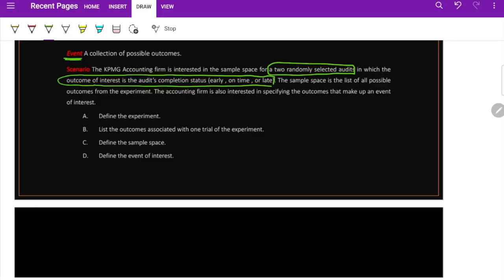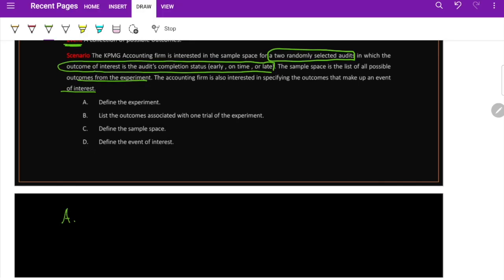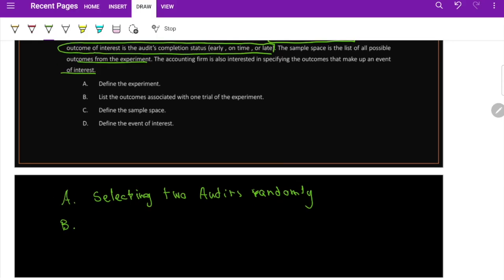So the sample space is the list of all possible outcomes from the experiment. We know this. The accounting firm is also interested in specifying the outcomes that make up an event of interest. Okay? So define the experiment. What is the experiment? The experiment is just selecting 2 audits randomly. List the outcomes associated with one trial of the experiment. So we need to look at one trial, just one trial of the experiment.